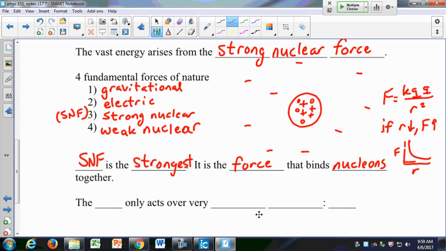We never experience the strong nuclear force, though, because the strong nuclear force only acts over very small distances. You can sort of think of it as the gravitational force, right? As two masses get closer and closer, they become more attractive to one another. But it's not the same as the gravitational force. In fact, the gravitational force isn't nearly big enough to overcome the electric forces. But the strong nuclear force is. It only acts over very small distances, something like 10^-15 meters.